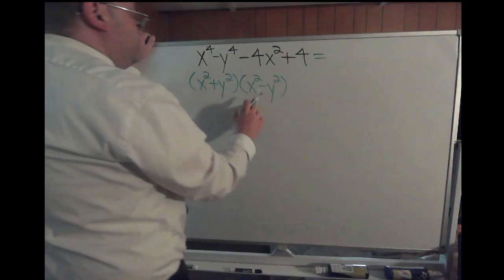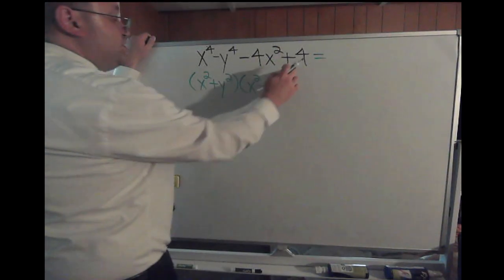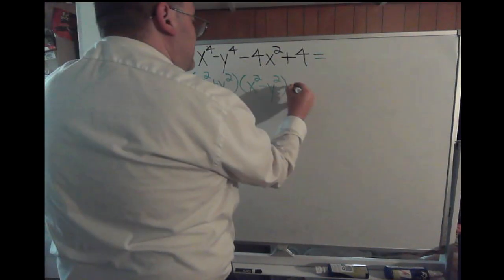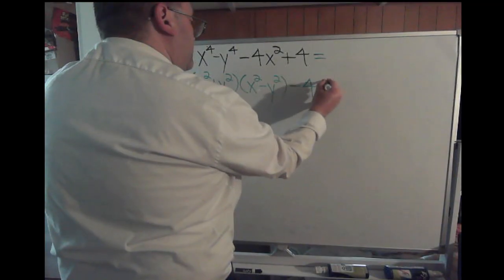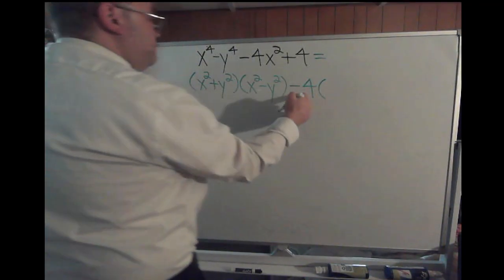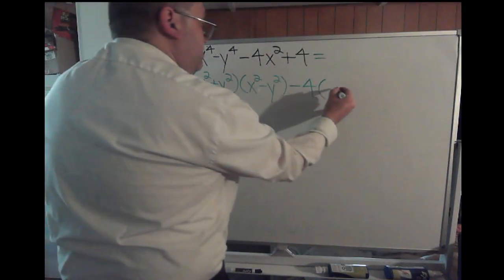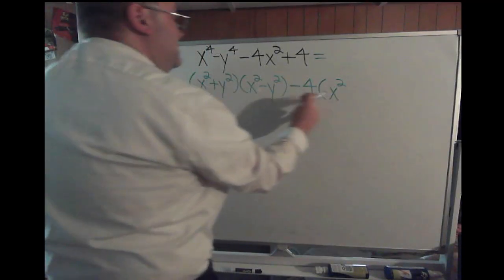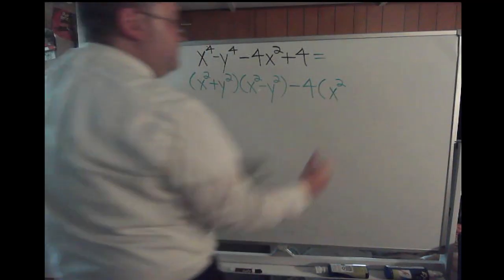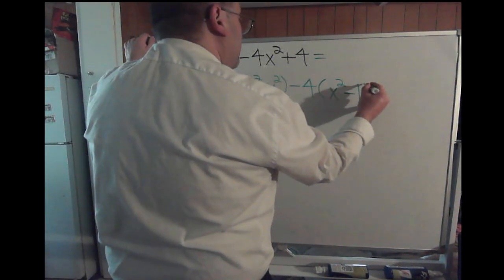Now between the negative 4x squared and 4, you could factor out a negative 4. You'd have minus 4. Now negative 4 times what equals x squared? Well, that'd just be x squared. Then negative 4 times what equals positive 4? Well, that'd be negative 1.